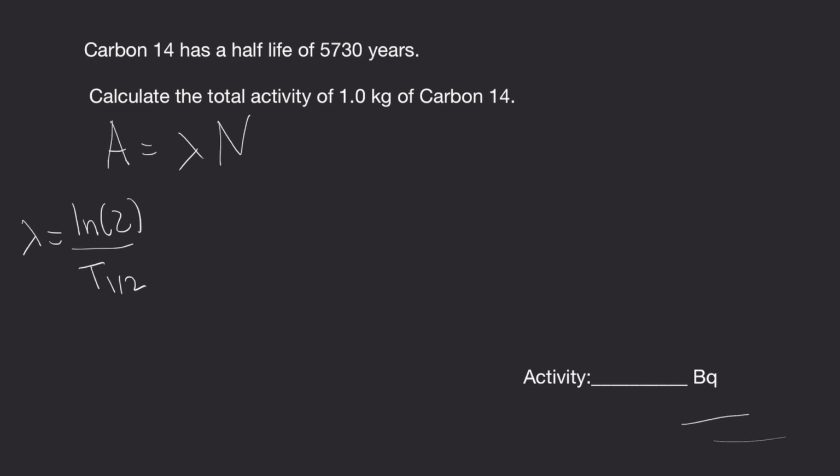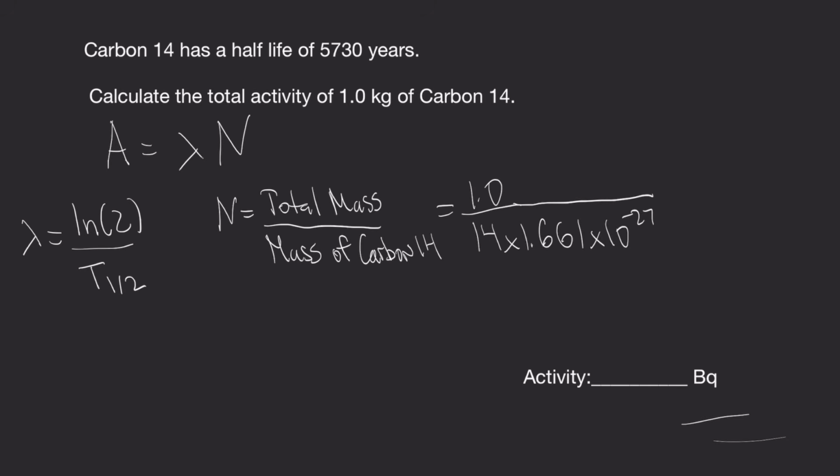To work out n, which remember is the number of particles, we're going to divide 1 kilogram by the mass of carbon-14. Since we're not given the molar mass, our best approximation would be to use 14 times the unified atomic mass unit. And our total mass is simply 1 kilogram. Let's put both of these together into one equation.